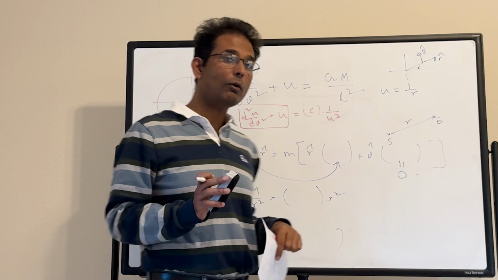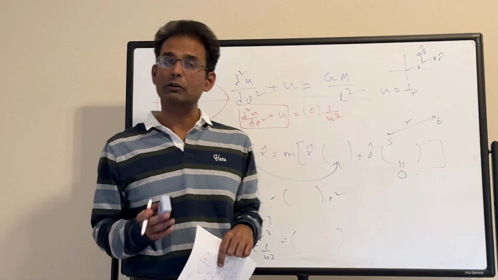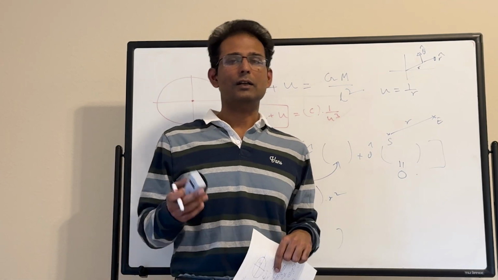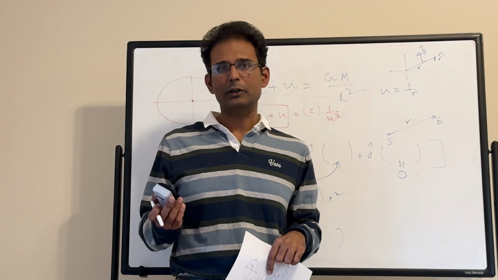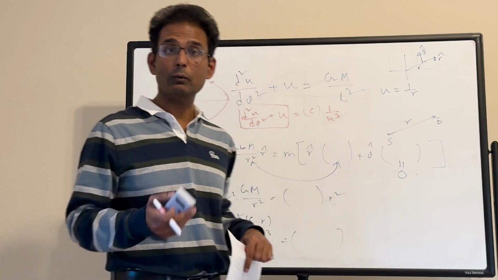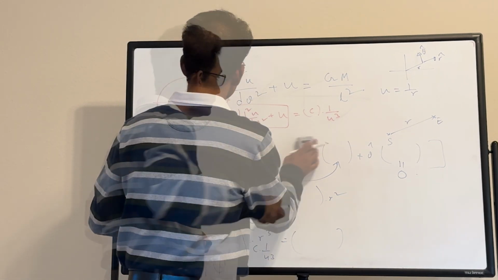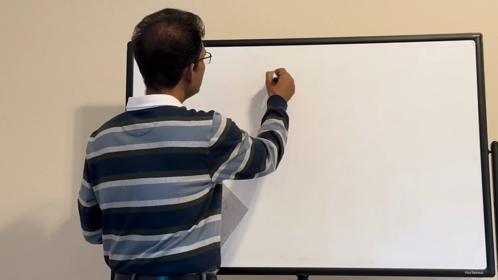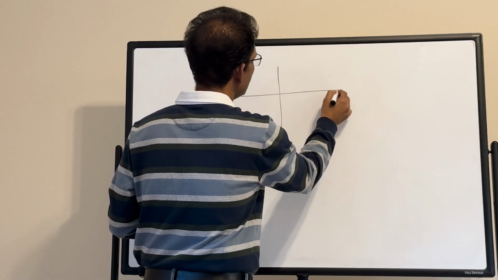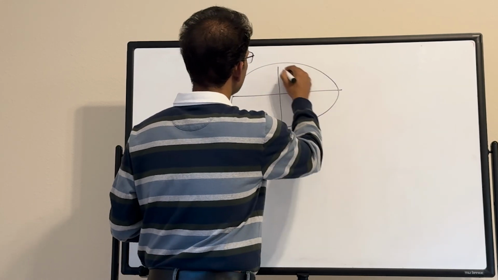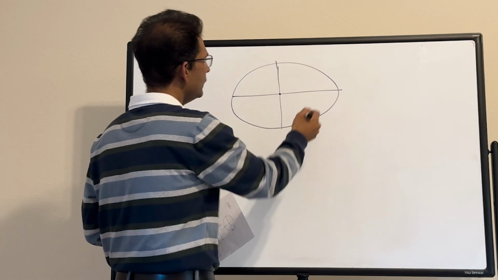It's actually very straightforward, the steps. You will need a bunch of trig identities, it's mostly algebra and trigonometry, but it's fun to see that it actually works out. So let's get started. So we have an ellipse. This is the center.